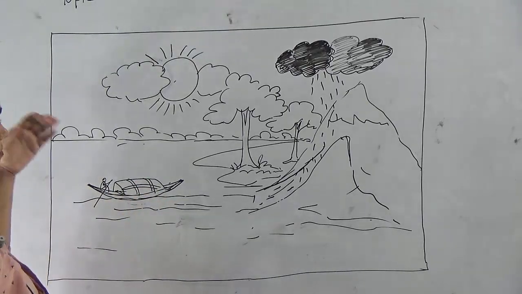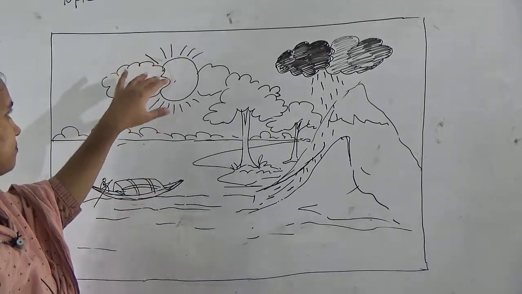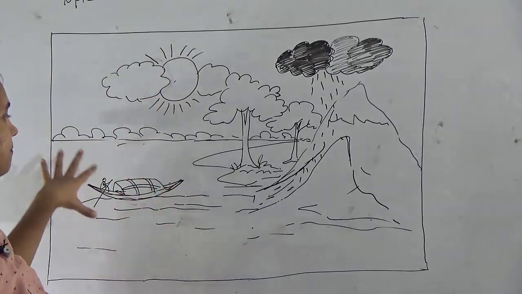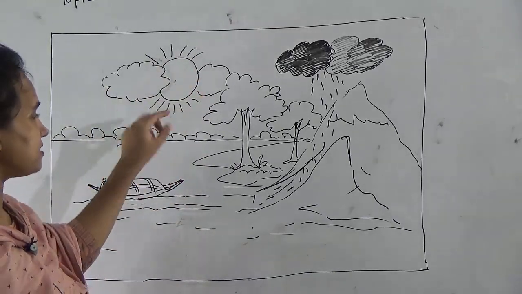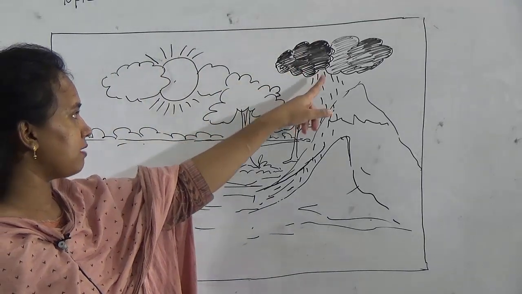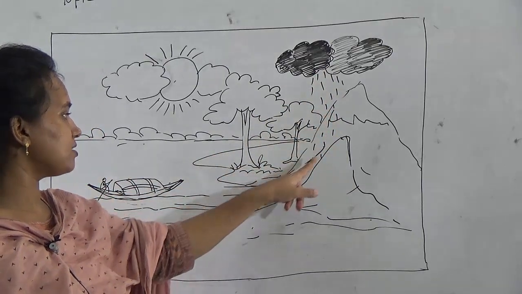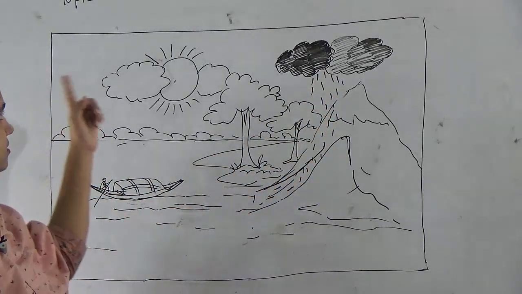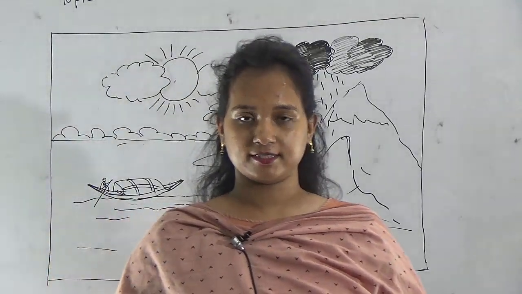Look at the board. First, this is the sun, and sun's light and heat evaporates the river's water and it makes clouds by tiny droplets, and then drop a big droplet and make rain, and rain again mix with the water, the river water. This is the water cycle which moves all around the earth.